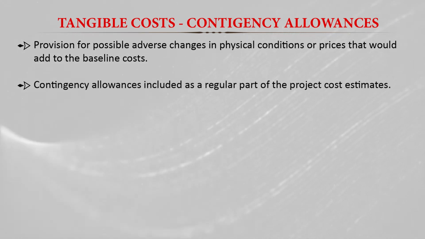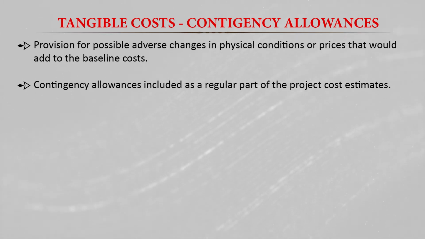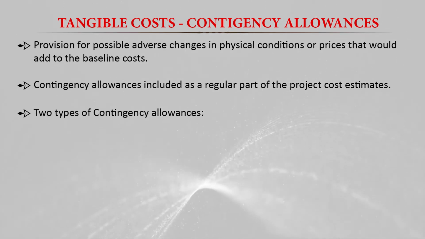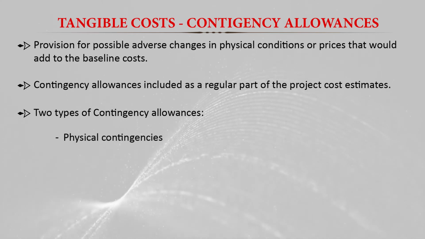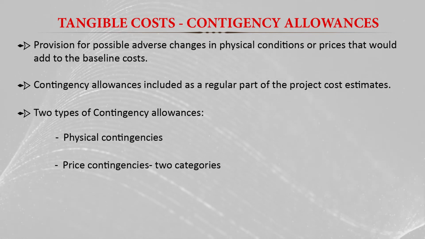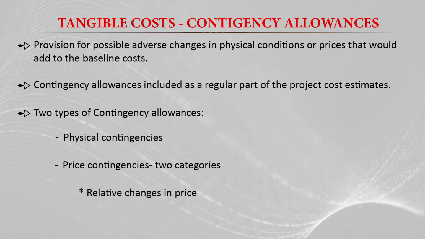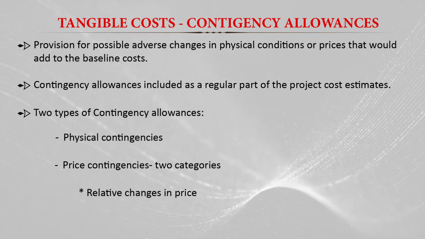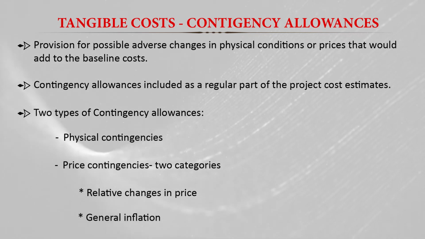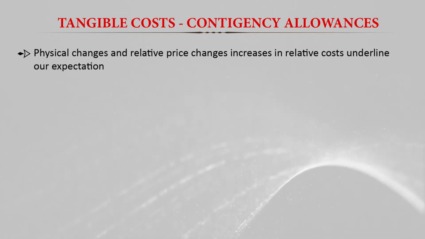And this contingency allowance is included as a regular part of the project cost estimate. So we should definitely have this component, and there are two types of contingency allowances in the project: one is the physical contingency, another is the price contingency. And this price contingency is also of two types. One is the relative change in the prices, and one is due to general inflation in the society.